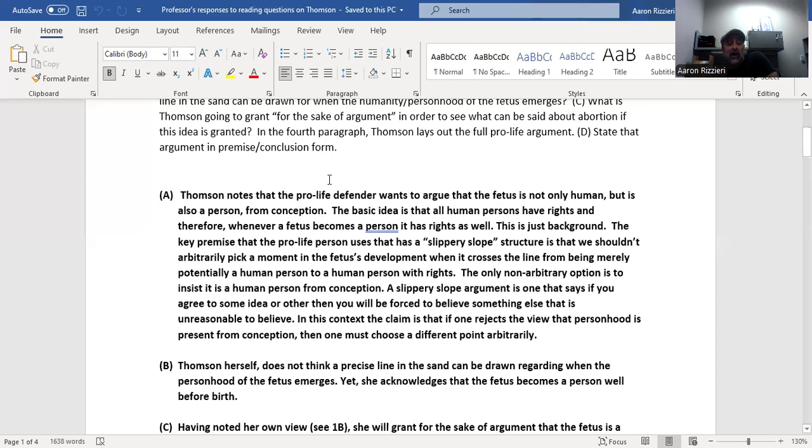A slippery slope argument is one that says if you agree to some idea or other, then you will be forced to believe something else that is unreasonable to believe. So, in this context, the claim is that if one rejects the view that personhood is present from conception, then one must choose a different point arbitrarily. Okay, so let me stop sharing for a second.